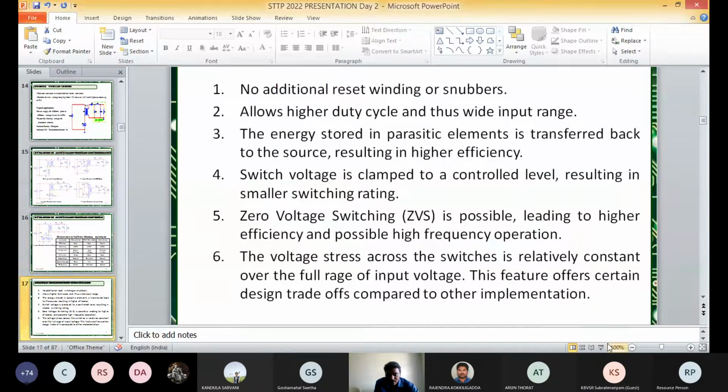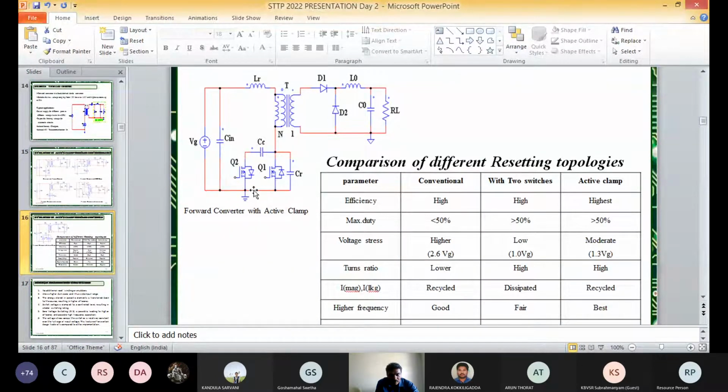The benefit of the active clamp forward converter technique is that there is no requirement of an additional reset winding like a snubber, and it allows a higher duty cycle and a wide range of input. And zero voltage switching is possible in this case. Like that, there are different advantages for the active clamp forward technique.